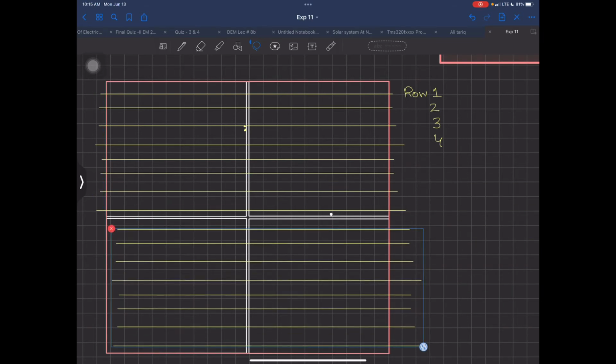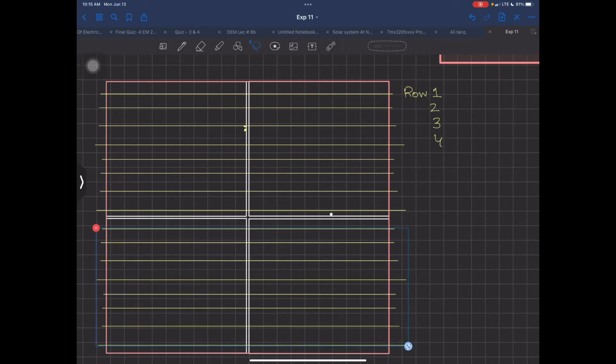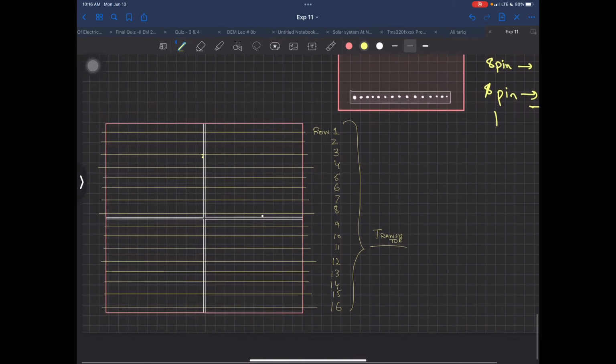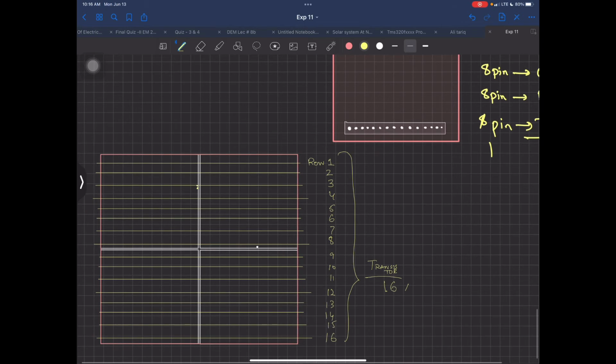So this is my rows over here, and this means, please everyone, 5, 6, 7, 8, 9, 10, 11, 12, 13, 14, 15, 16, and all of these are going to be connected with that transistor pair. So how many transistors are going to be there? There are going to be 16 cross transistor pair.